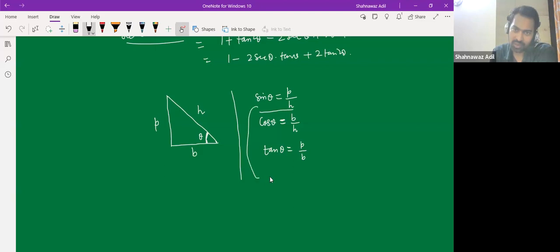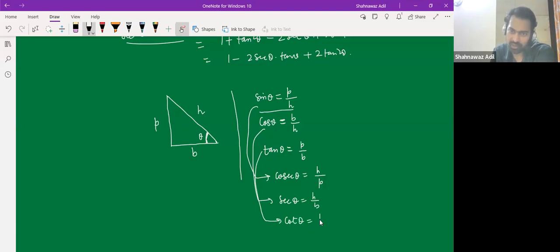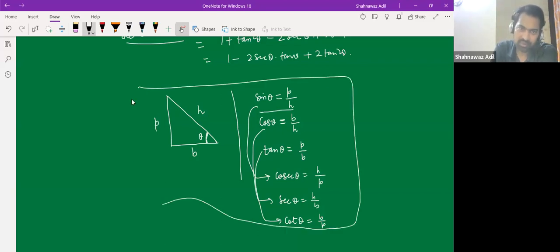Then we have the rest. The rest are cosec theta, which is the reciprocal of sine theta, hypotenuse by perpendicular. The reciprocal of cos theta is sec theta, which is hypotenuse by base. And the reciprocal of tan theta is cot theta, which is base by perpendicular. So keep this in mind, right? Tejasvi, just remember this point. Take a screenshot and then go ahead. I have noted it down, sir. Good, good.